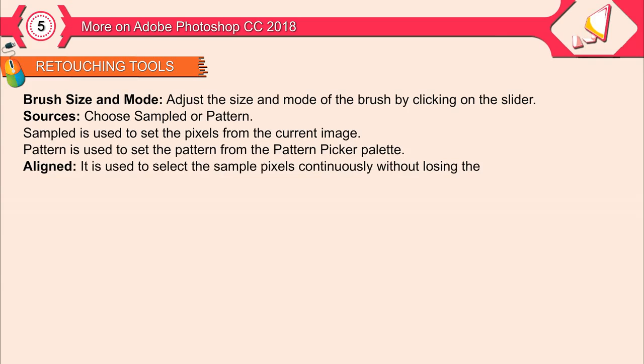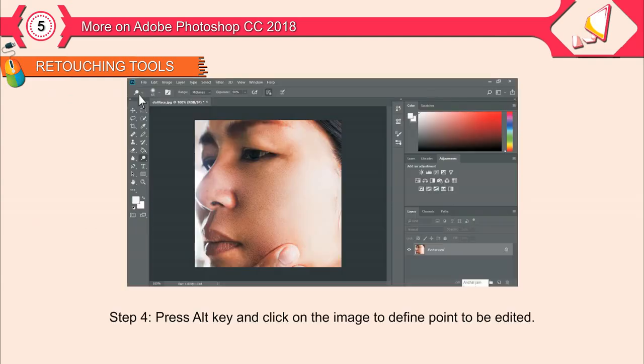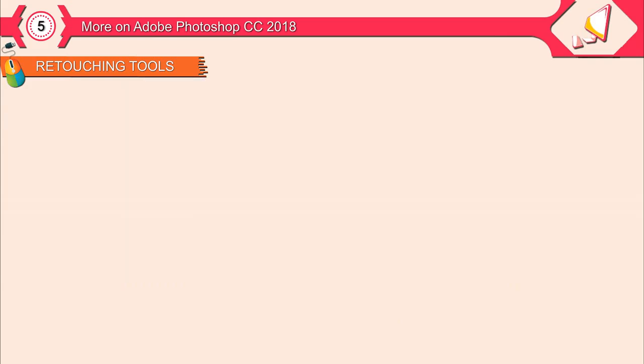Aligned. It is used to select the sample pixels continuously without losing the current sampling points, even if we release the mouse button. Sample. Set sample to current, current and below, or all layers so it will pull the pixels from the base layer. Step 4. Press Alt key and click on the image to define the point to be edited. Step 5. Click and drag on the image area that we want to retouch.